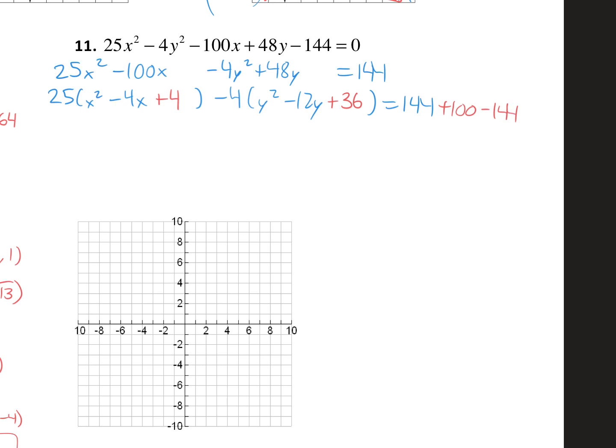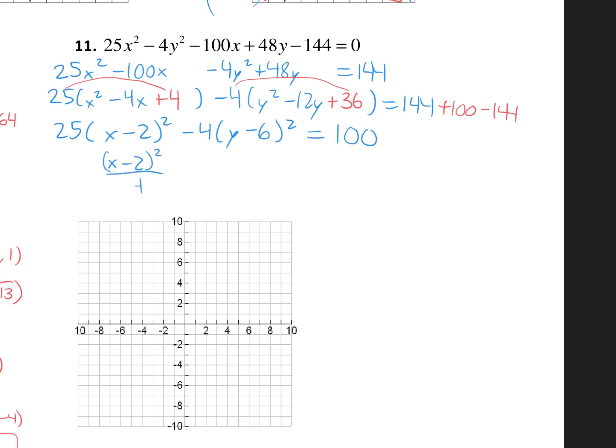Right, so multiplying here, you get 100. There you get negative 144. To rebalance it, you have to do the same thing to the other side. Right, factoring, we get 25 times x minus 2 squared minus 4 times y minus 6 squared equals, the 144s cancel, we get 100. All right, dividing everything by 100, we get x minus 2 squared over 4 minus y minus 6 squared over 25.